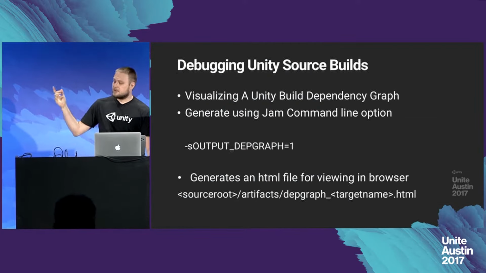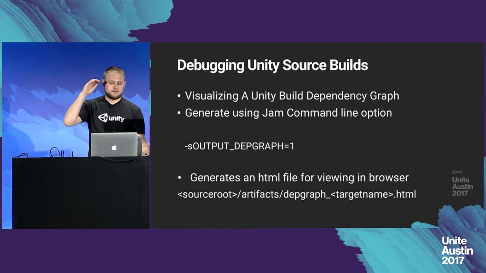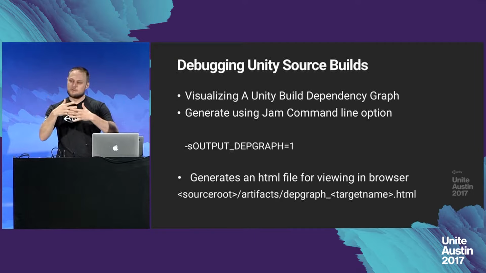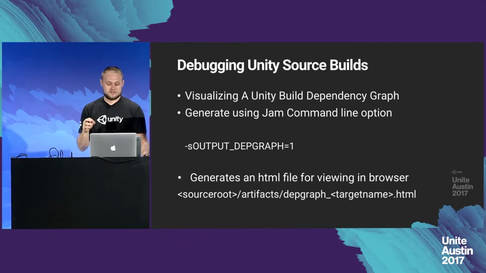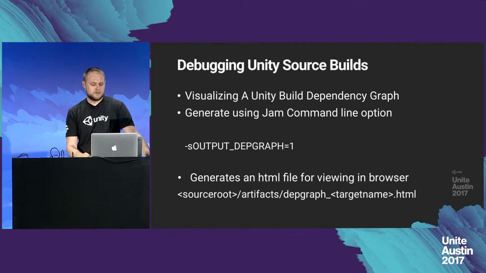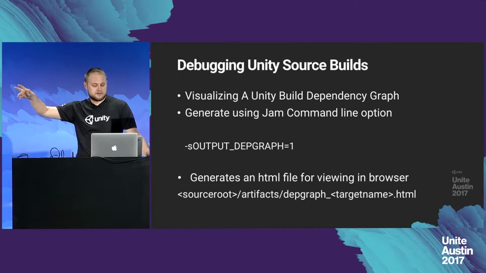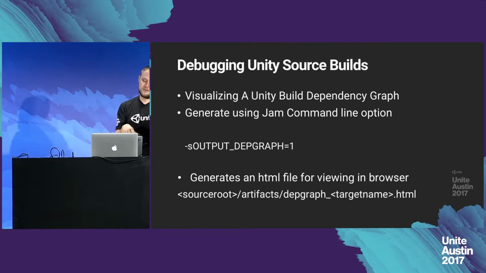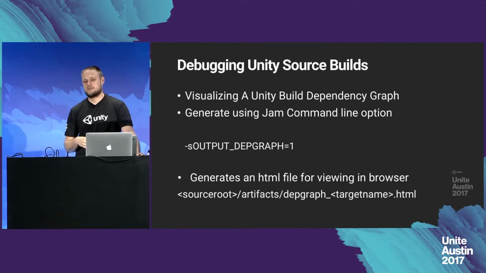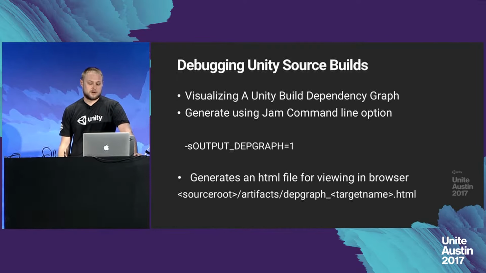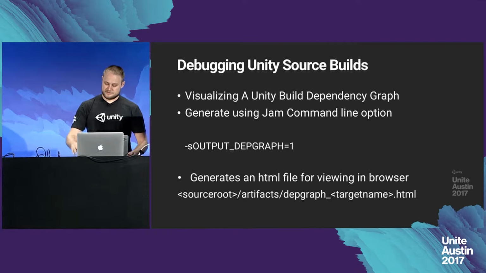So the next thing up is visualizing the dependency graph. There's going to be a little bit of overlap here with what you've already seen, but I'll go into a little more detail. Again, use the jam generated command line option, s output dependency graph, and when it's done, it will generate the HTML file that you're looking for at that location, and then you can just open that up in any browser. It's supported on all browsers. And as you saw before, it looks something like this.